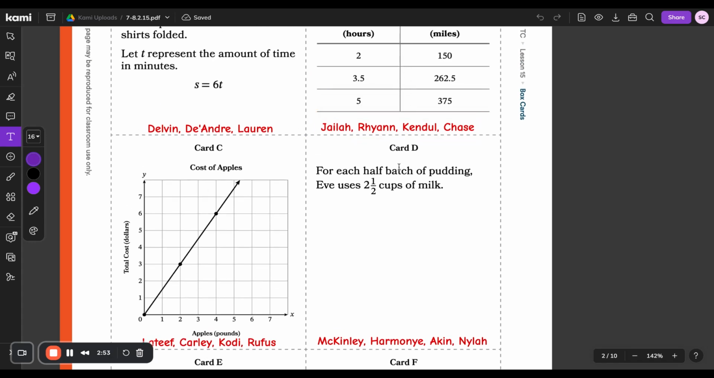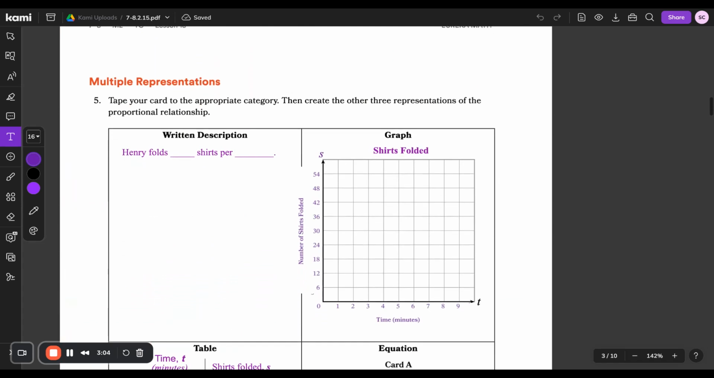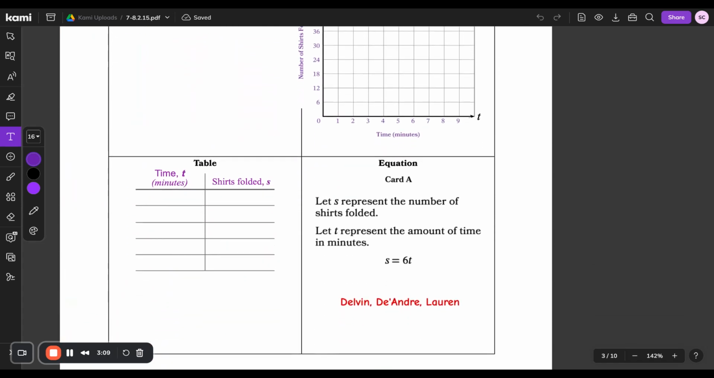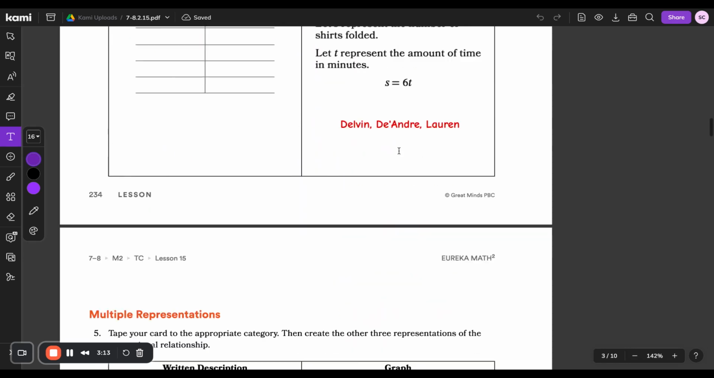Or for ones like card D, they give you an explanation and you have to figure out what the constant is from the explanation. Now, when you go through Kami, you can find your name, and then you're going to scroll through to there's 6 different examples. You're not doing all 6. You're just doing the one for the card that was assigned to you. So if you were card A, you would be on this page here.